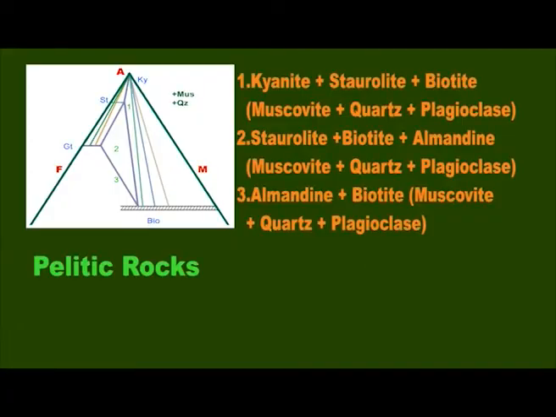Pelitic rocks: number 1, kyanite, staurolite, biotite with muscovite, quartz, plagioclase. Number 2, staurolite, biotite, almandine with muscovite, quartz, plagioclase. Number 3, almandine, biotite with muscovite, quartz, plagioclase.